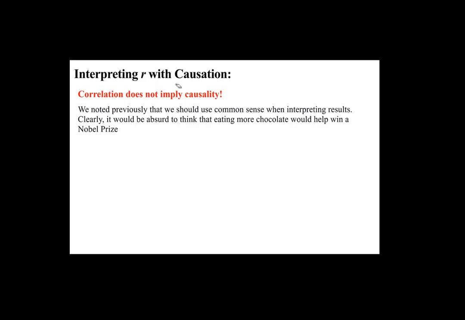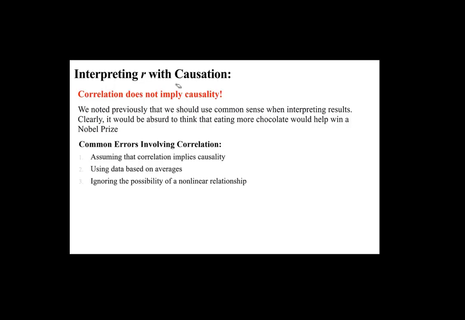Correlation doesn't imply causality. We know that previously, that we should use common sense when interpreting results. Clearly, it would be absurd to think that eating more chocolate would help win a Nobel Prize. Okay, so common errors. Could somebody read that for us? Common errors involving correlation. 1. Assuming that correlation implies causality. 2. Using data based on averages. 3. Ignoring the possibility of a nonlinear relationship.